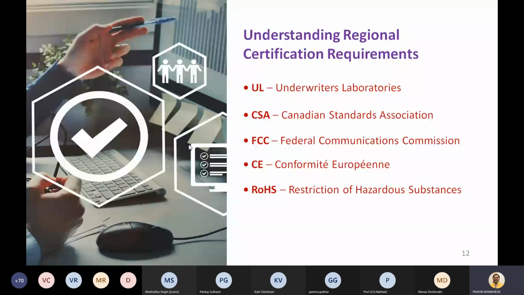The second is the CSA, that is the Canadian Standards Association. Generally, it is used in Canada, and it is almost equivalent to UL. UL you will find in most of the European, Indian and Chinese markets. You can see that even if you buy any Chinese product, it will have CSA and UL as well. That's why they can sell their products in most of the countries.